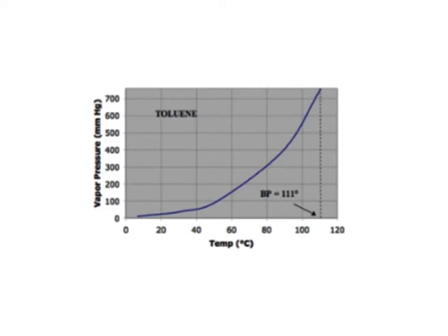So, as you can see on your screen, there is another graph where we have a plot of vapor pressure versus temperature. From here we can conclude that for toluene, the vapor pressure equals atmospheric pressure at 111 degrees Celsius. So, the boiling point of toluene is 111 degrees Celsius. Now, if we compare the vapor pressures of toluene and cyclohexane at any temperature value, the vapor pressure of cyclohexane is greater than the vapor pressure of toluene.